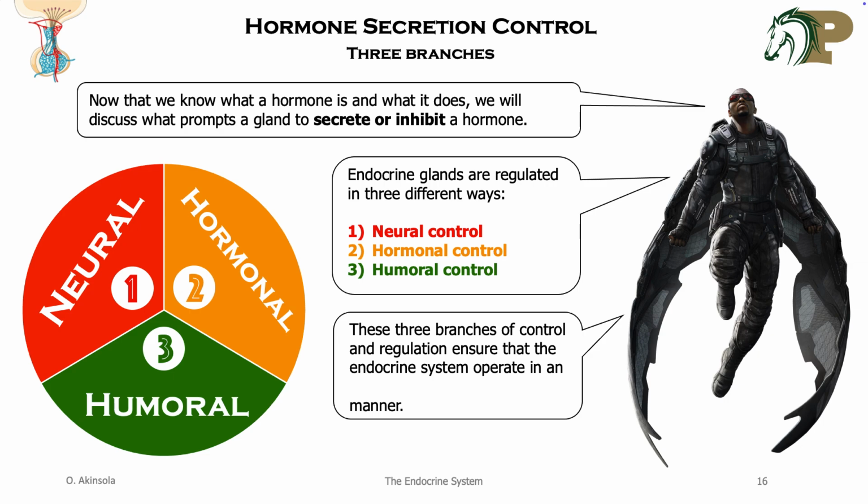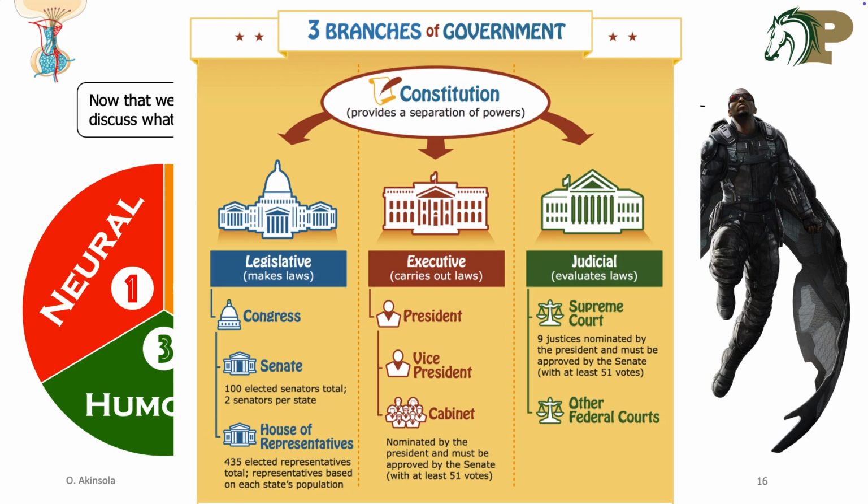These 3 branches of control and regulation will ensure that the endocrine system operates in an effective and efficient manner. It's very similar to the 3 branches of government, legislative, executive, and judicial, that enable the government, at least in principle, to operate in an effective and efficient manner.